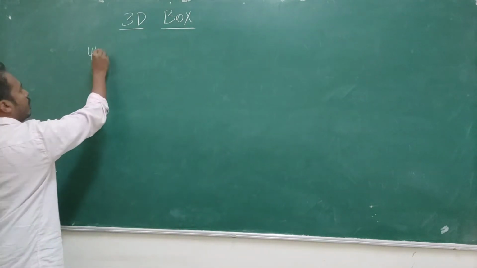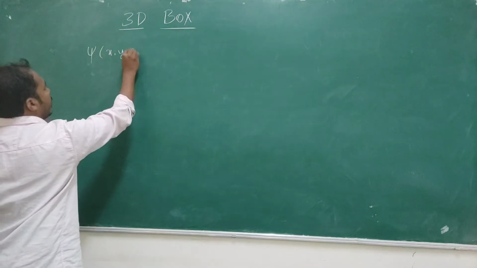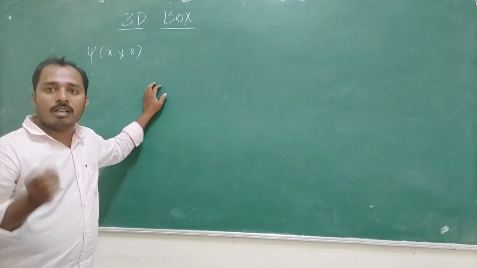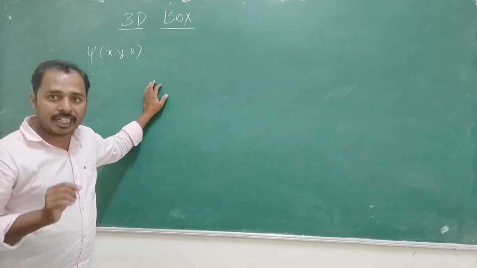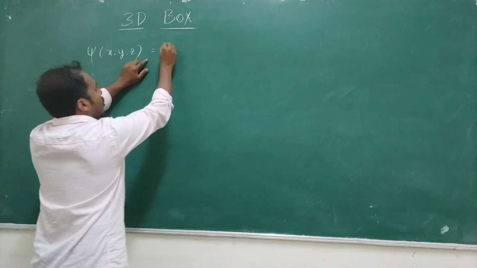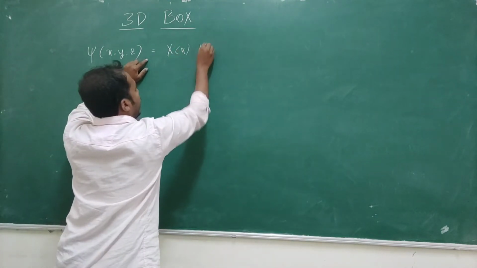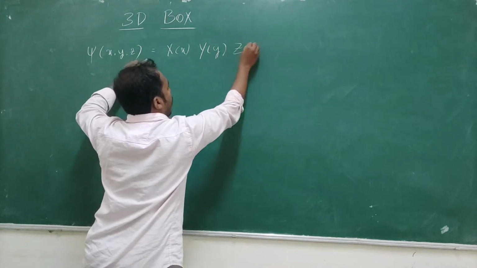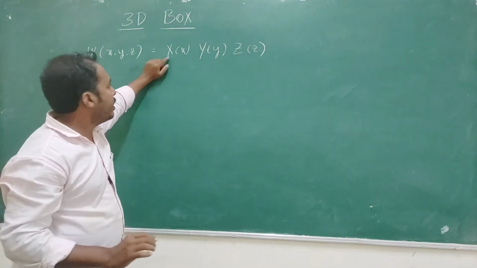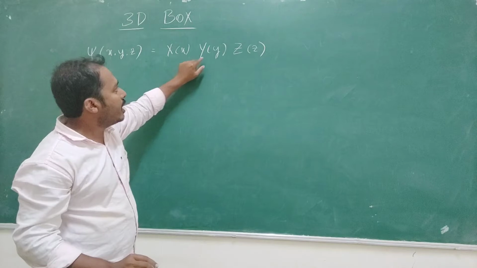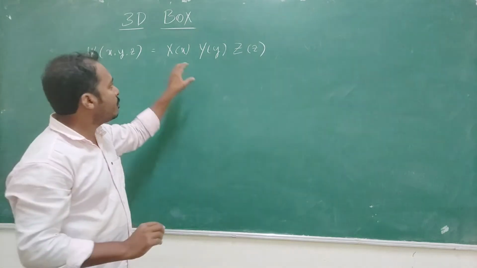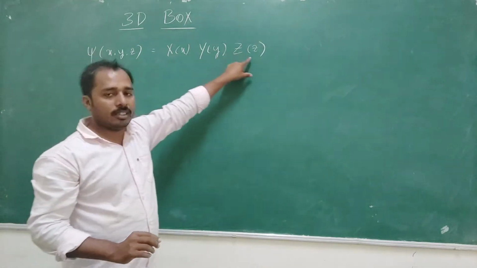So psi of x, y, z. Here the wave function depends on three coordinates because it is a 3D box, a three-dimensional box, which is equal to X(x) Y(y) Z(z). X is a function of x only, Y is a function of y only, Z is a function of z only. So last class we derived the expressions for X, Y, Z.